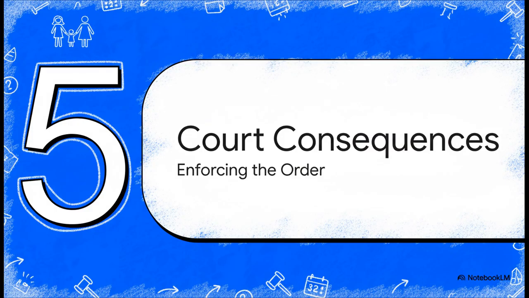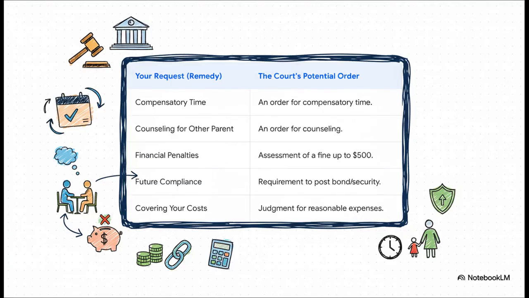So what are those consequences? Well, this brings us to the final and, frankly, the most powerful part of this whole thing. What a judge can actually do if they find that the order was in fact violated without a good reason. And check this out. What you see here is a really clear cause and effect. The remedies you can ask for on the left, they line up almost perfectly with the orders the court can actually issue on the right. If you ask for makeup time, the judge can order it. If you ask for a fine, the judge can go ahead and assess one. It shows you there's a direct logical path from what you're asking for to the court's power to enforce it.